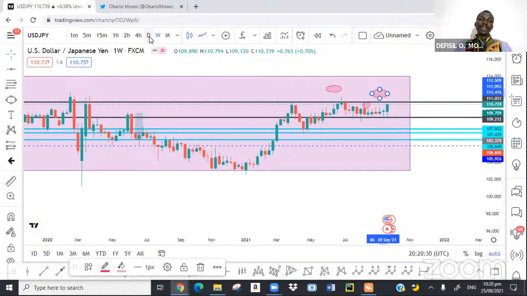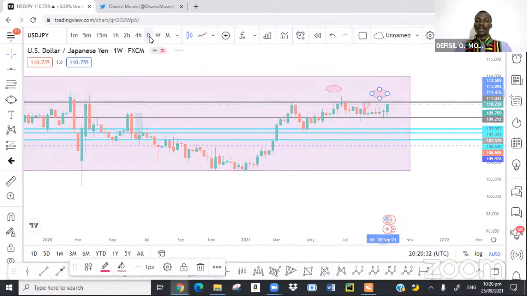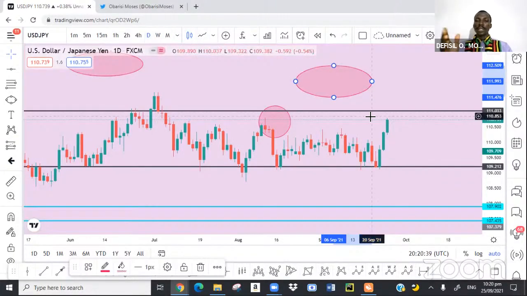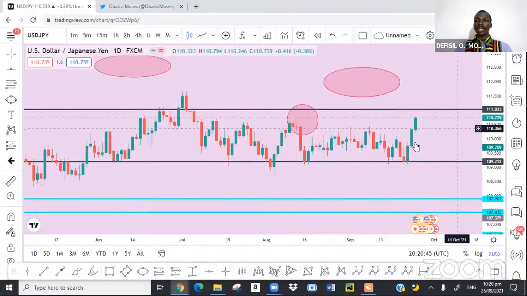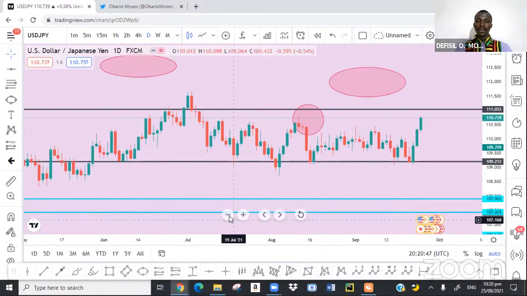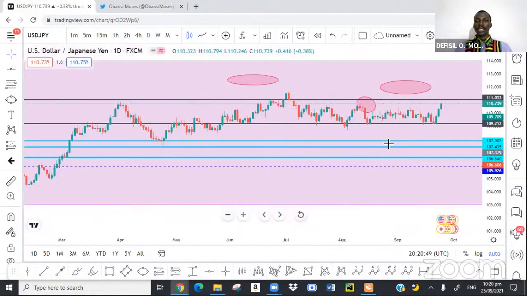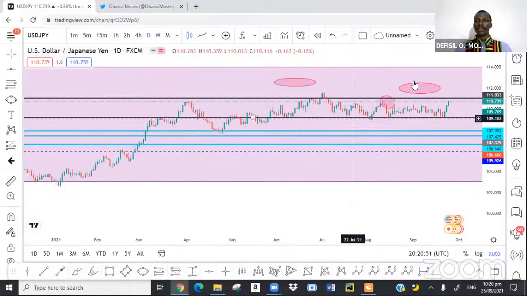Then let's look at the daily time frame. Let's see what is there. Okay, we'll see on the daily time frame the range is even more obvious. The range is more obvious on the daily time frame. And if we buy, okay, let's assume we buy from the daily time frame. Let's assume by Monday we took a buy from this daily time frame.